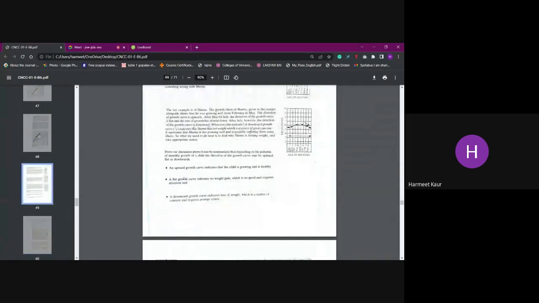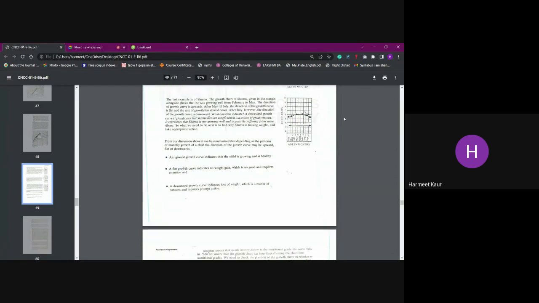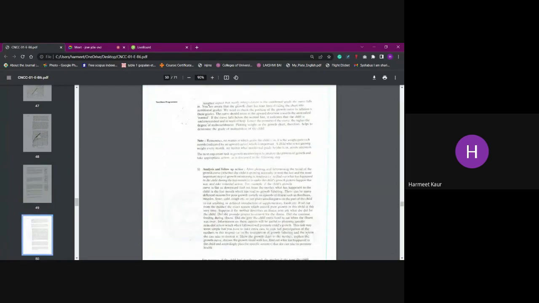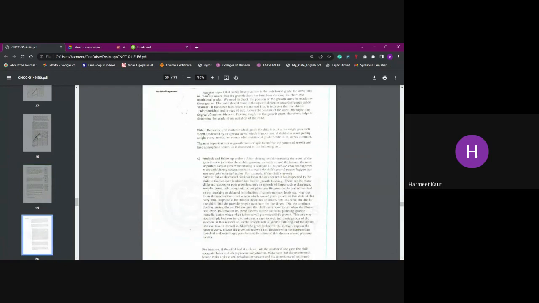And obviously if you come to know that this child is not gaining weight, or the child has started to lose weight, you have to take appropriate action. So what appropriate action? You will be making an analysis, coming up with an intervention and doing the follow up.